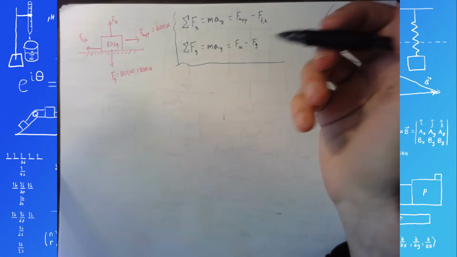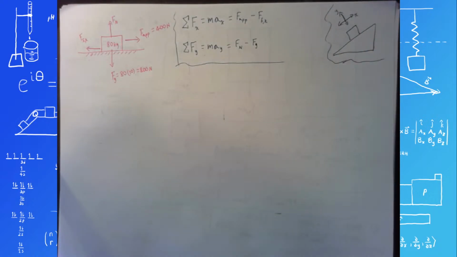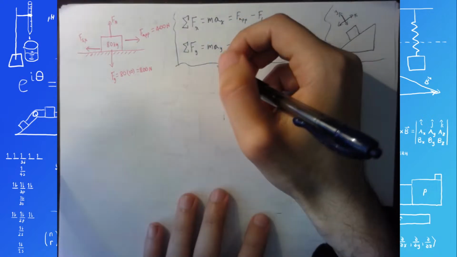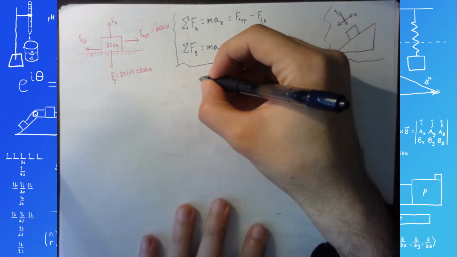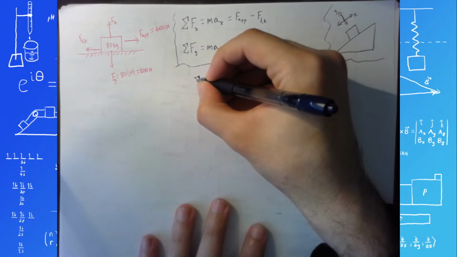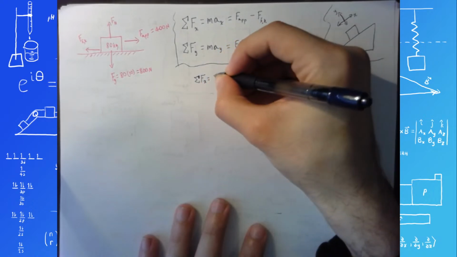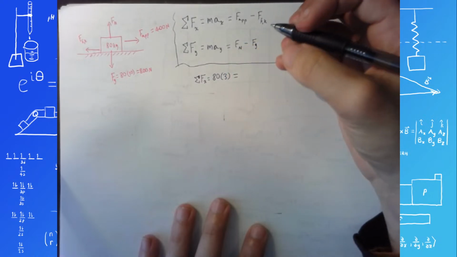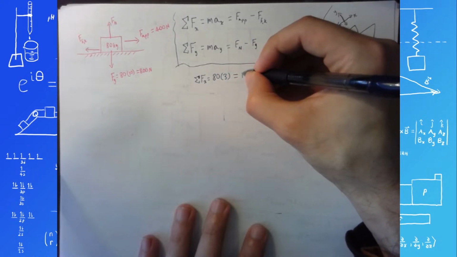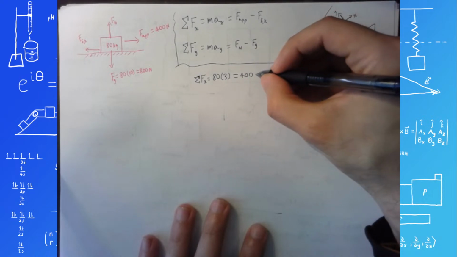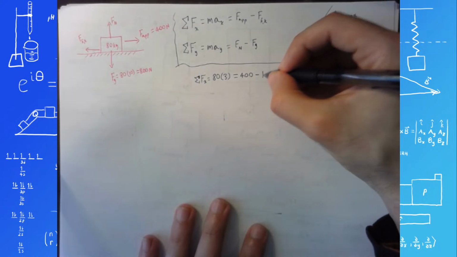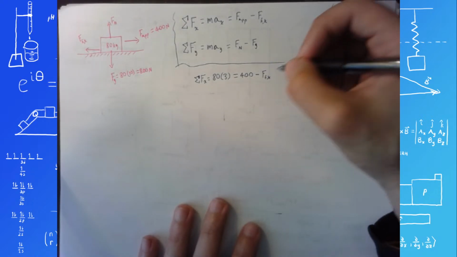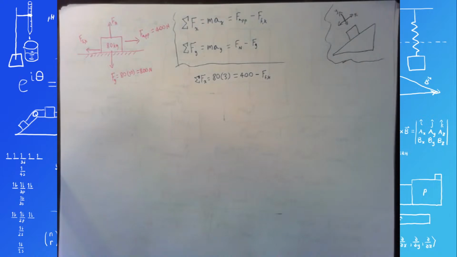So, in the x direction, we were told that this block is accelerating at 3 meters per second squared to the right. So that would be a positive 3. So mass is 80 kilograms, net force x equals 80 kilograms times positive 3 acceleration in the x direction equals force applied is 400 minus force of friction kinetic. We don't know yet, but we can now easily solve for it because it's the only unknown left in this equation.